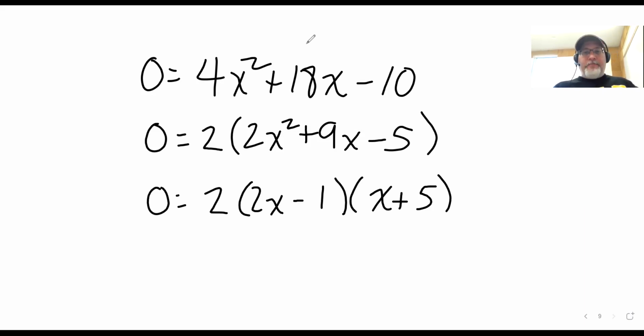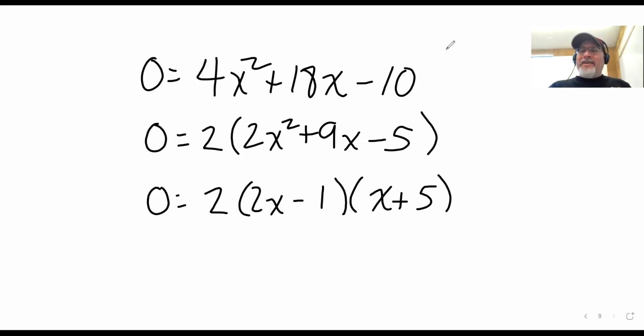But I'm pretty sure that 2x squared plus 9x minus 5 factors into 2x minus 1 and x plus 5. A real quick check of FOIL. There's 2x squared. There's 10x minus 1x, which is 9x. And there's negative 5. A real quick FOIL shows that it is the correct answer.